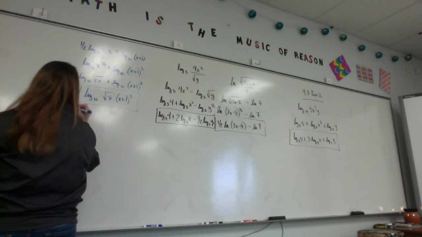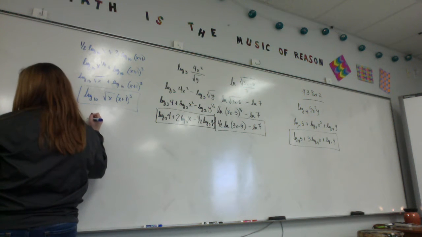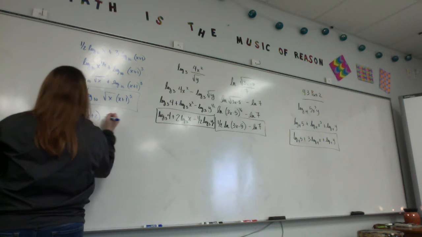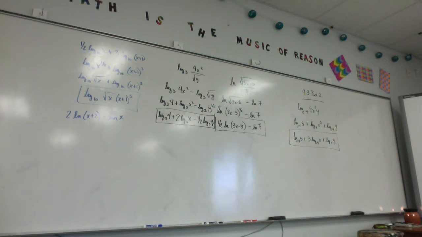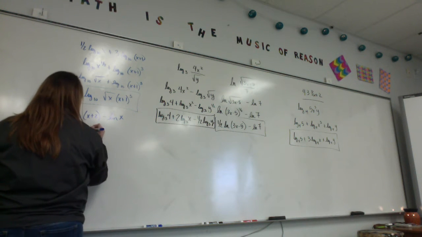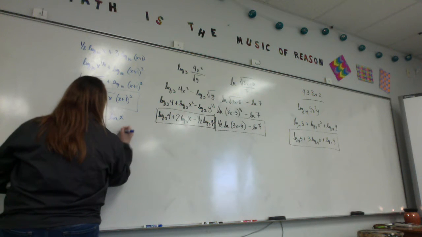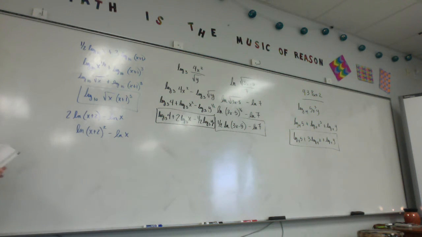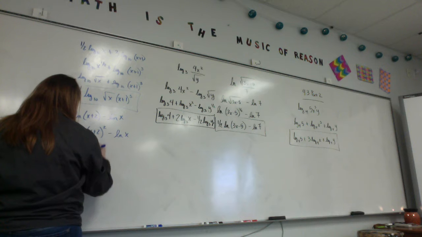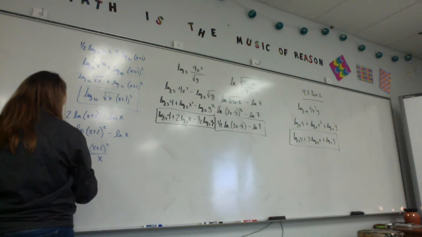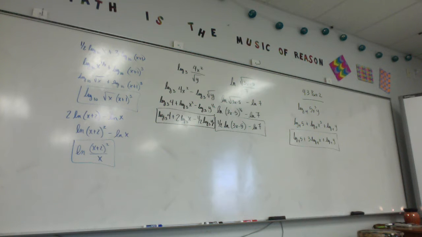Let's try. Okay. 2 natural log x plus 2 minus natural log of x. What do I need to condense first? Square it. I'm going to change this 2 into a square. Natural log of x plus 2 squared minus the natural log of x. Now what do I need to do? Make it a fraction. Good. Natural log of x plus 2 squared over x. And I'm done. Good.